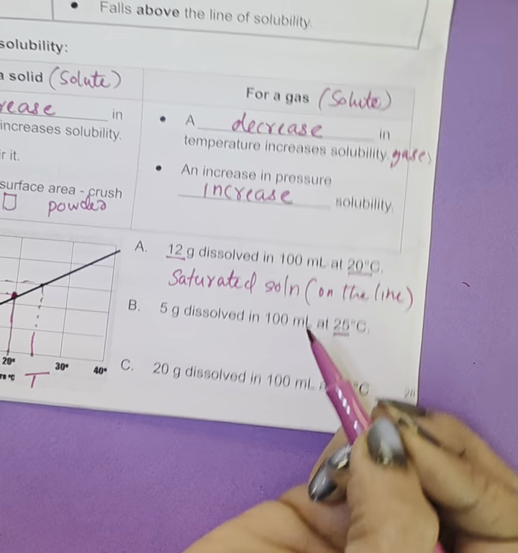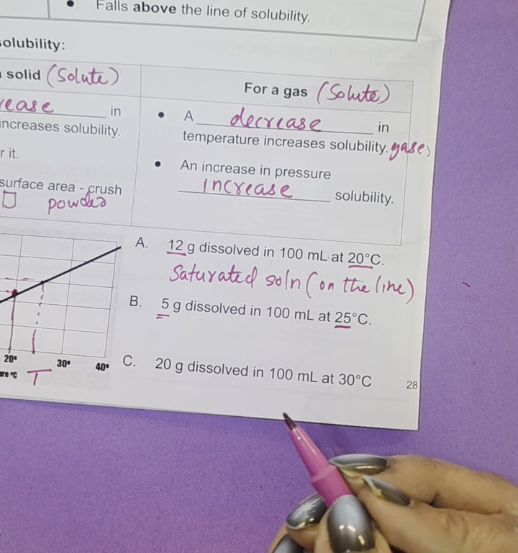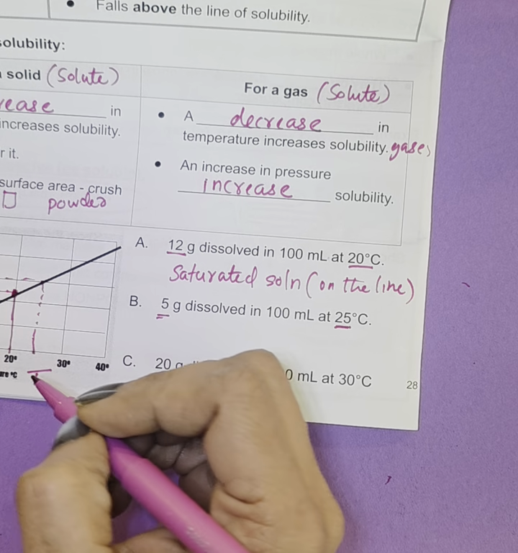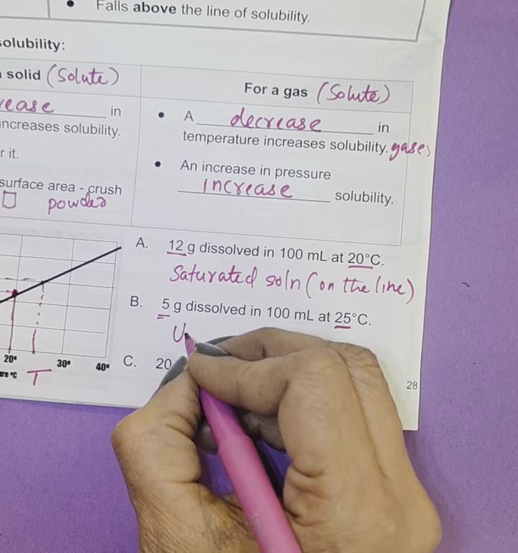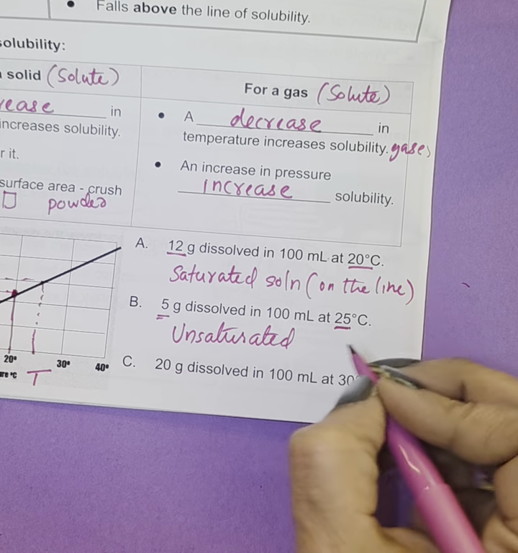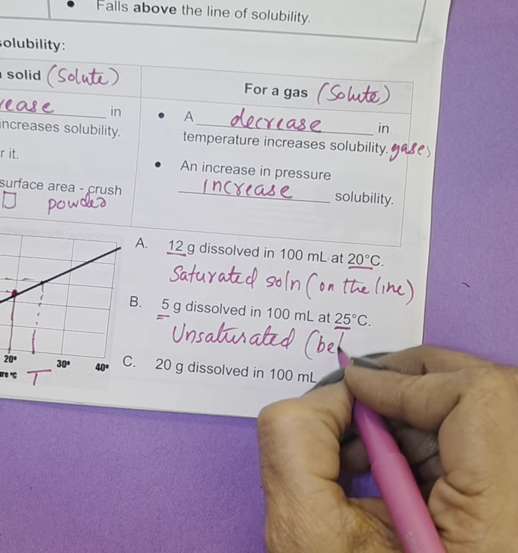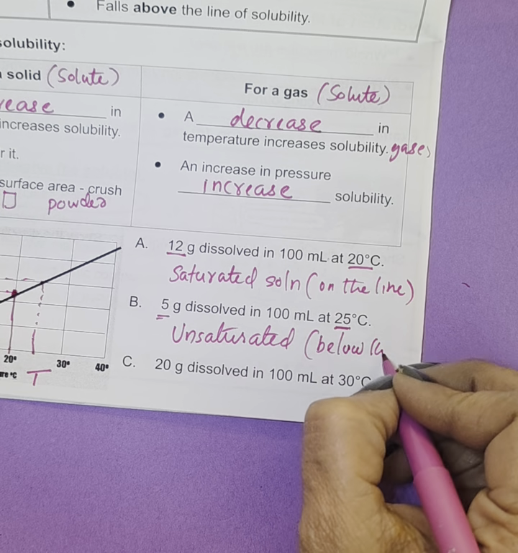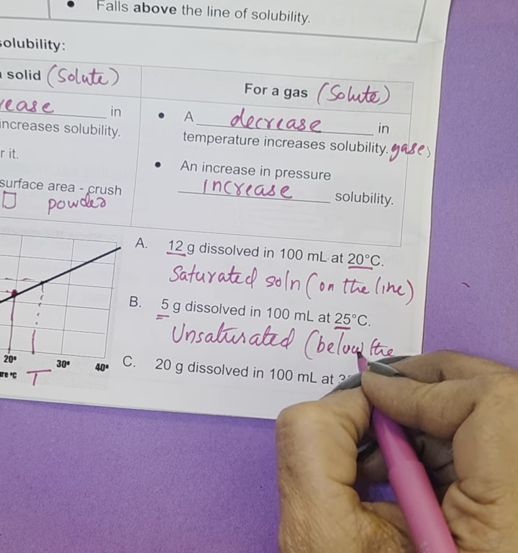15 gram needed. But we dissolved only how much? 5. Is it below the line, 5? Yes. So that is called what solution? Unsaturated solution. So if it is below the saturation line, you all understand?